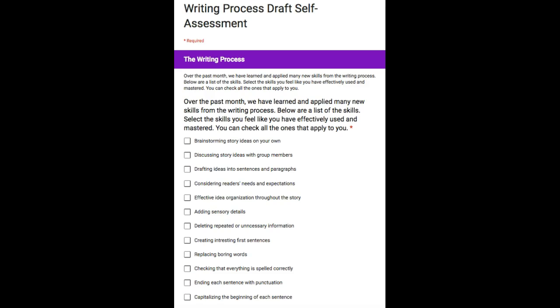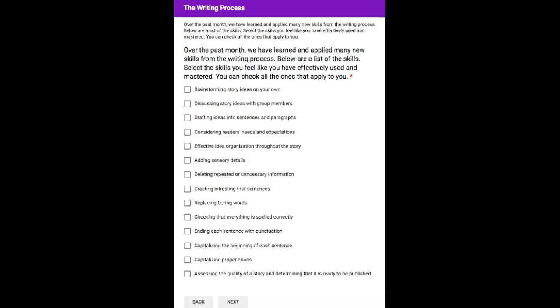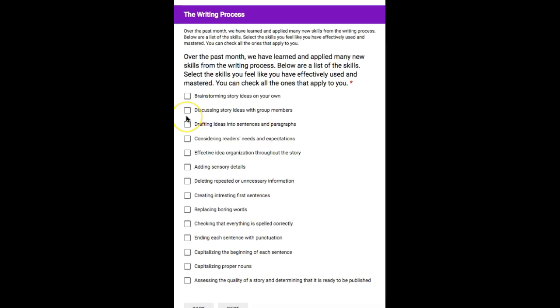The 4th page has all the different skills that were learned by doing this assignment. So this is just a simple checklist. What you need to do is select the skills that you feel like you have effectively used and mastered. You can check more than one. If you feel like you can do all these things, then you are just going to check every single box.